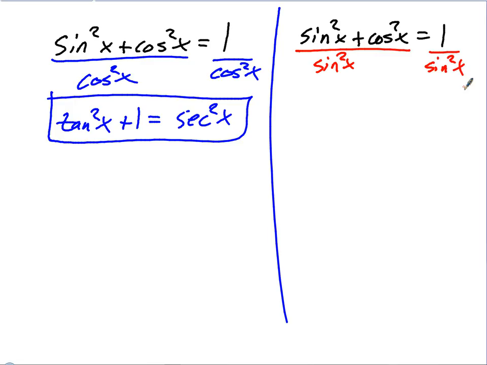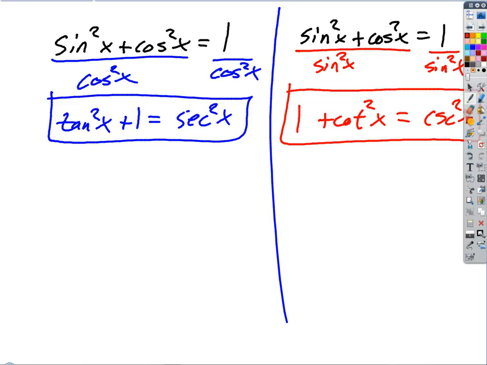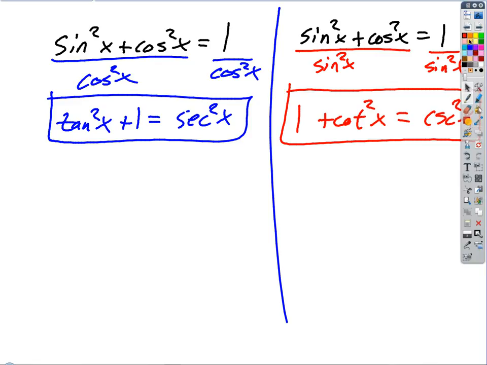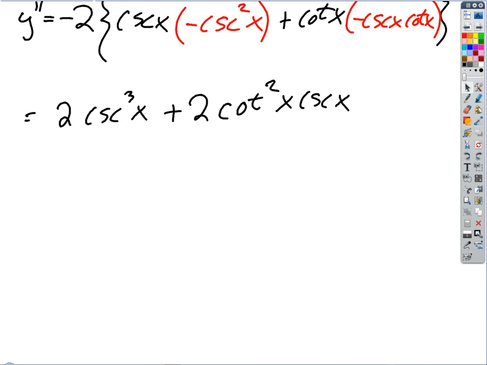What's that going to give me? Plus cotangent squared x equals... okay, so we got 3 for the price of 1. So now can we use that stuff and simplify further our answer?